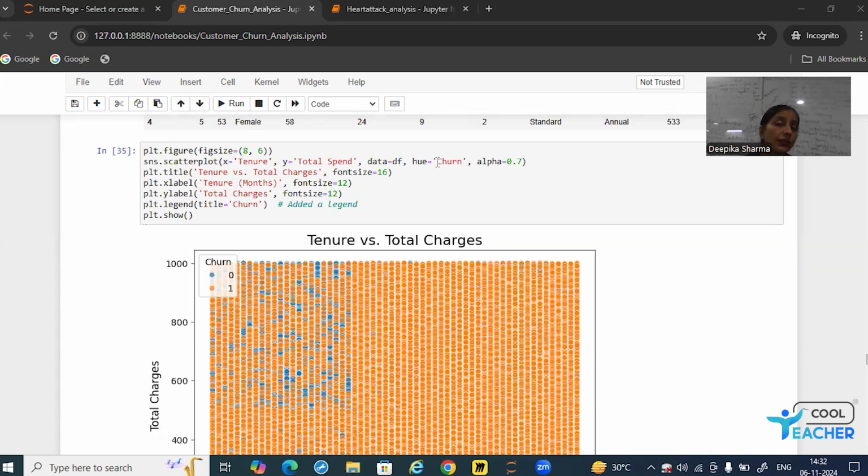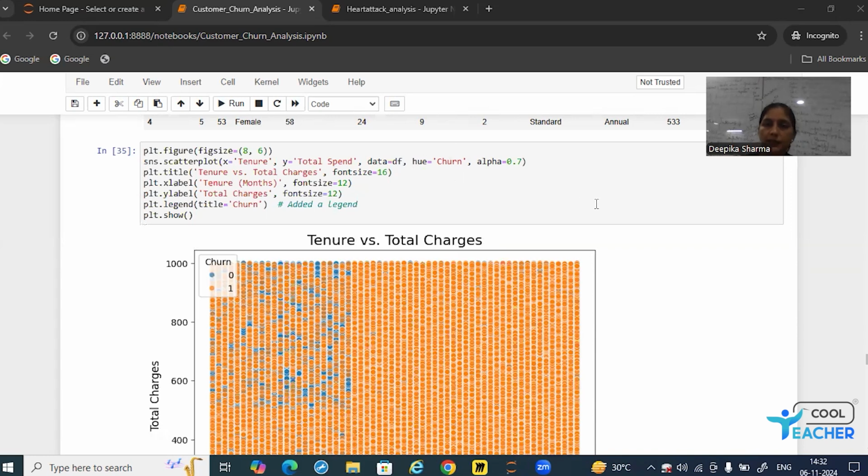And here hue is equal to churn, which means I'm taking the third column also, because in Seaborn we can use three-dimensional data, just like in matplotlib we can use only two-dimensional data. In Seaborn we can use three-dimensional data. So here we can take the third dimension as a hue. Inside the hue we are taking the churn. Whenever we are taking a hue, it should be categorical data in the form of 0, 1, 2.